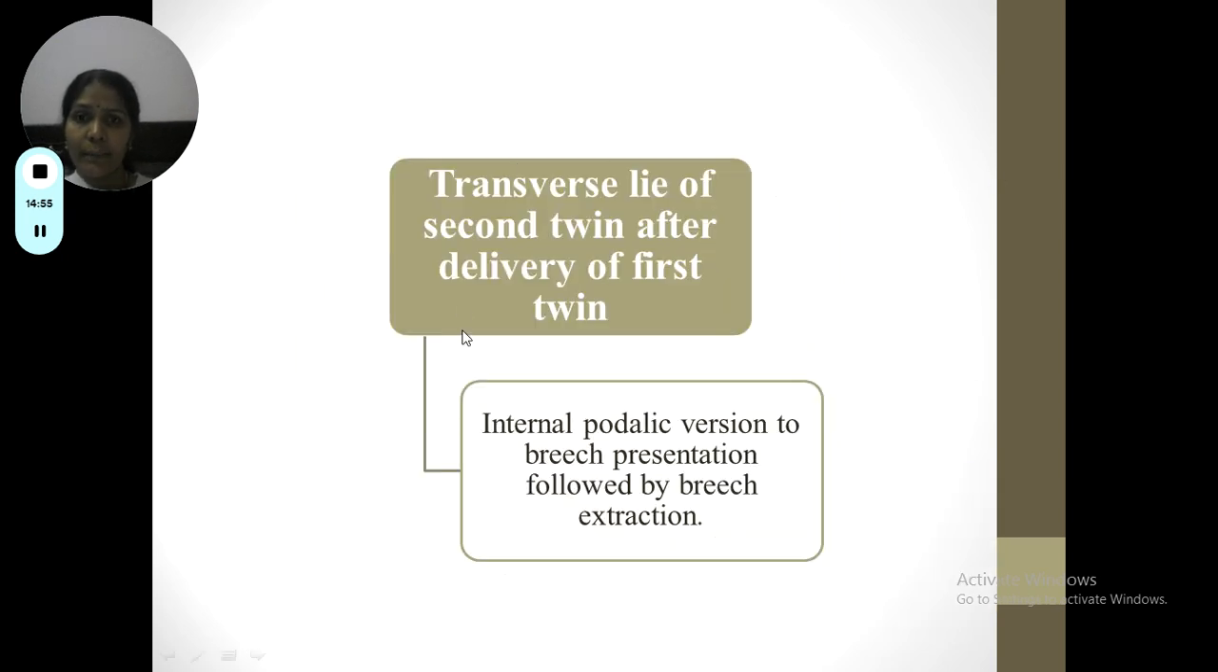Transverse lie of the second twin after delivery of the first twin. This is the only indication where an internal podalic version to breech presentation followed by breech extraction can be done. This is the only obstetric indication where the internal podalic version is advised in modern day obstetrics.